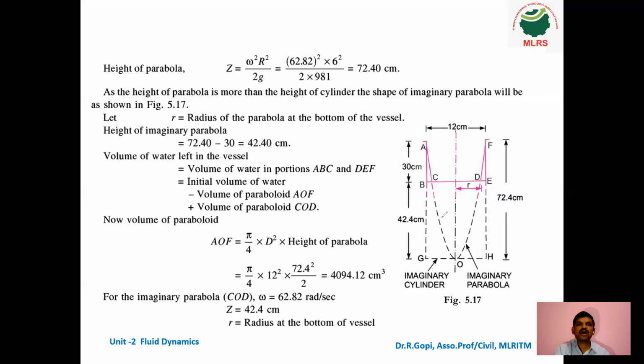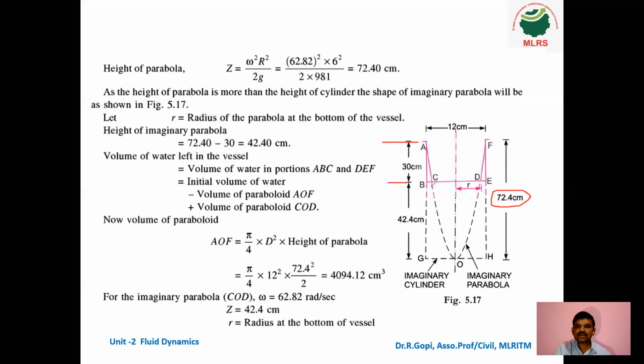This is called r, small r, the radius of the parabola at the bottom of the vessel. Next, the height of the imaginary parabola. Now what is the actual height of the imaginary parabola? So 72.4 is the actual depth of the parabola, minus this 30 centimeter.